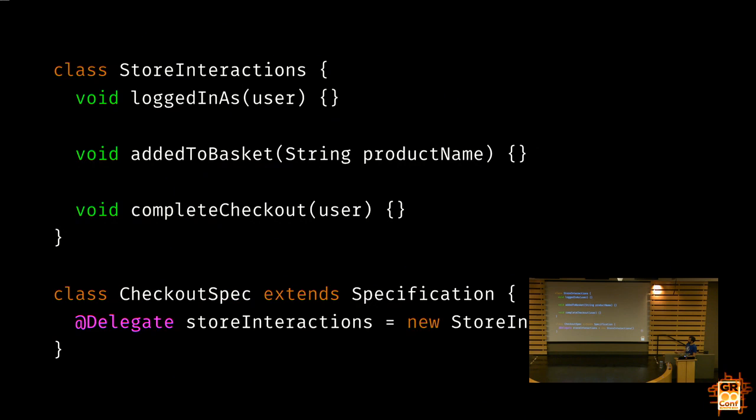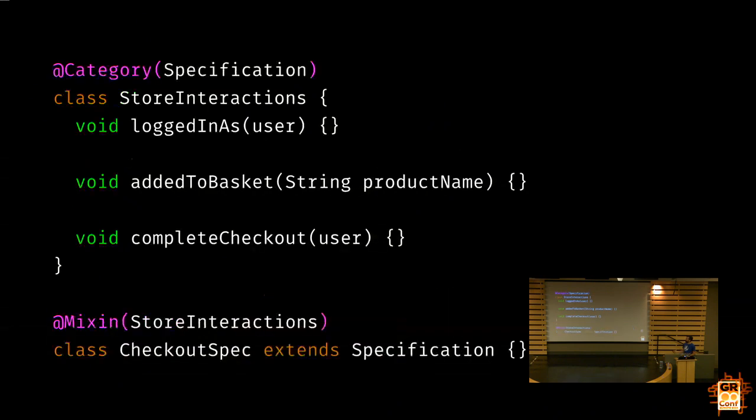Otherwise, you can look at using Groovy's delegate annotation. This is something that happens in Geb a lot. Geb delegates to, I think, more than one different delegate, like a browser object and a page object. All that really means is that the members of this class get made to look like members of the specification, so you can call them without a qualifier in front. And that can be a good way to go.